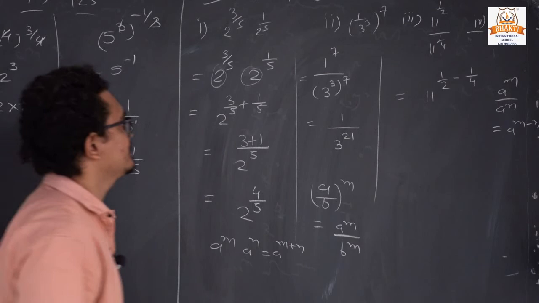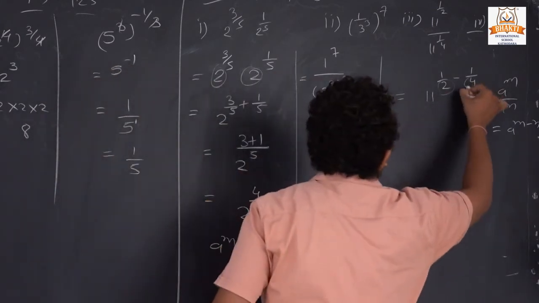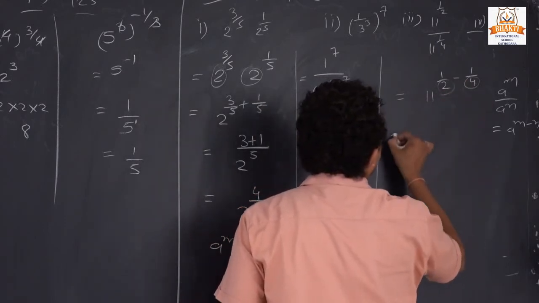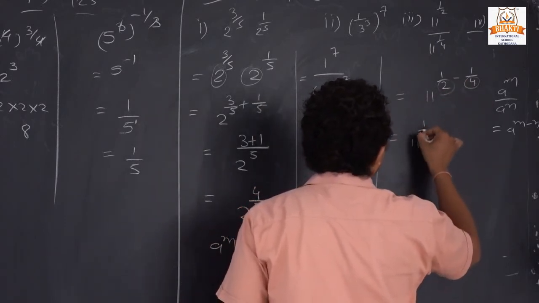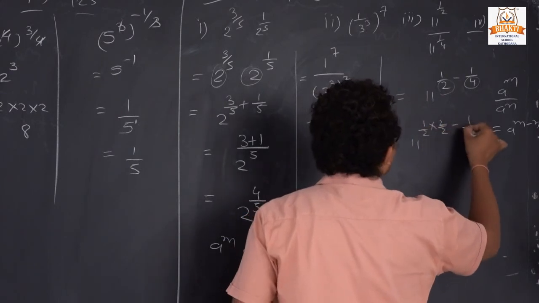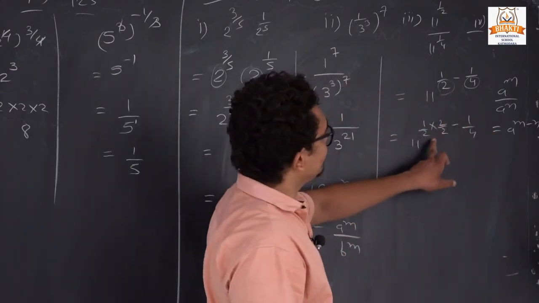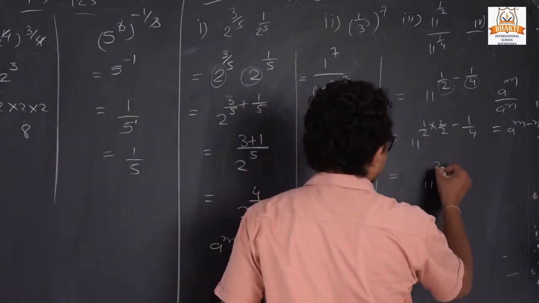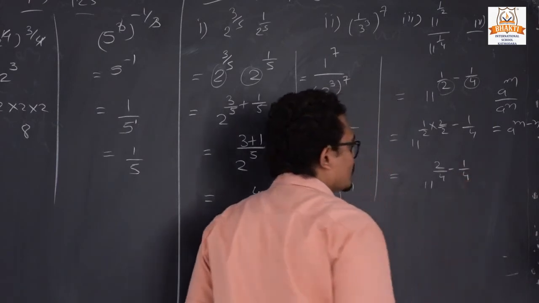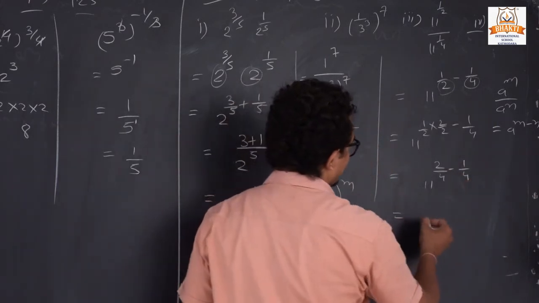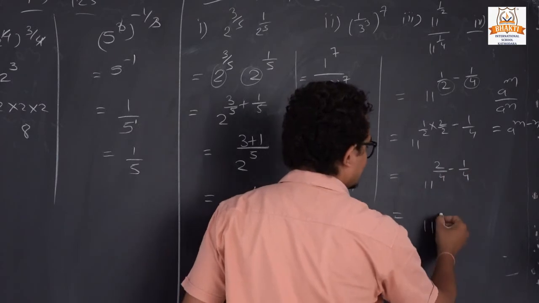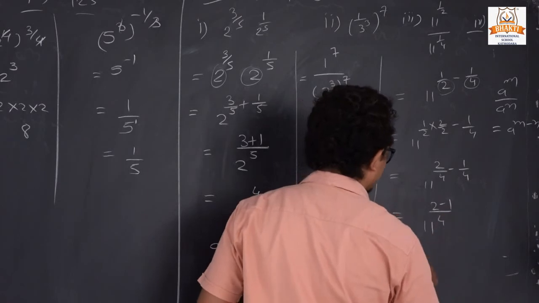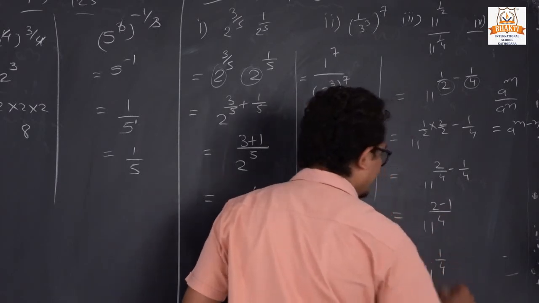Now in the third case, see the denominators are different. So first of all, we can take the LCM. So here 11 raised to 1 into 2 into 2 upon 4, because in the denominator we need a 4, so we are multiplying with 2. So 11 raised to 2 upon 4 minus 1 upon 4. Now once again 4 is our LCM, and 2 minus 1. So 11 raised to 1 by 4.